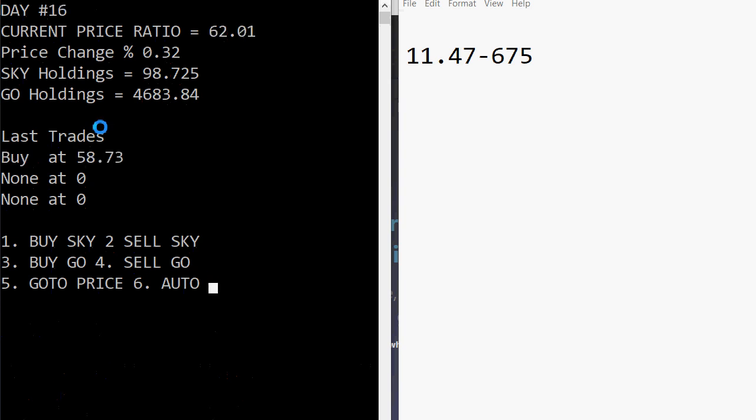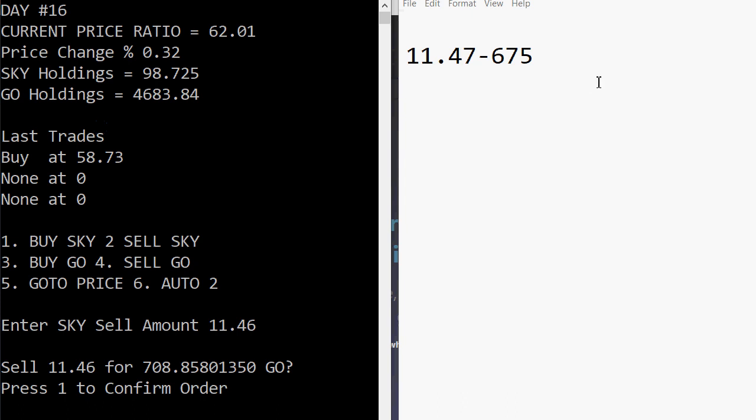And I can go 6 to auto, which takes me right to the 16th day. Again, it's the 16th hour, but I'll just forget about that. So we're going to complete that trade, and it was 11.47 last time. So let's just keep that in place. Or 11.46, and that's for 709 about.